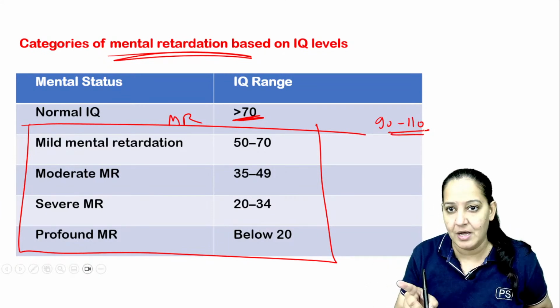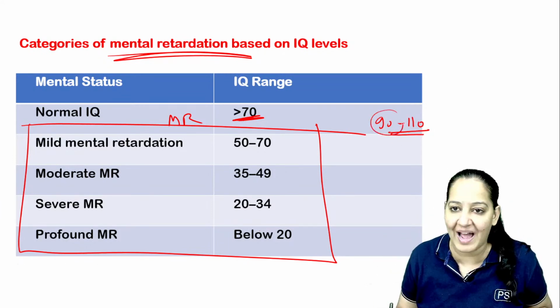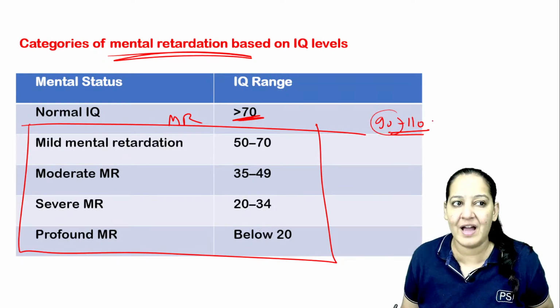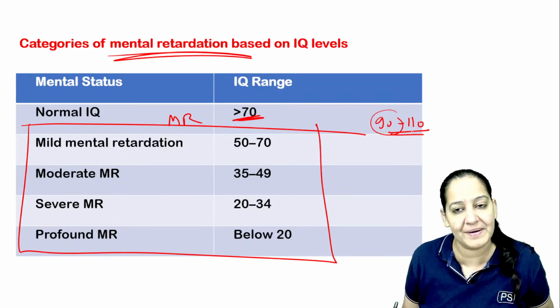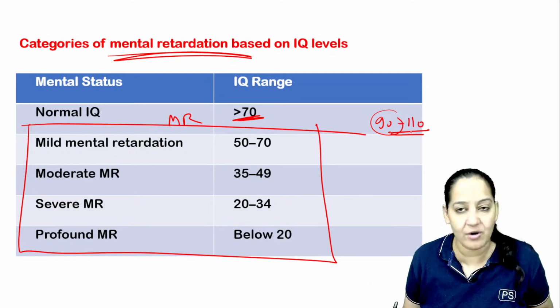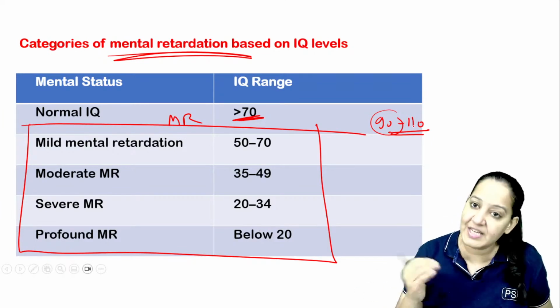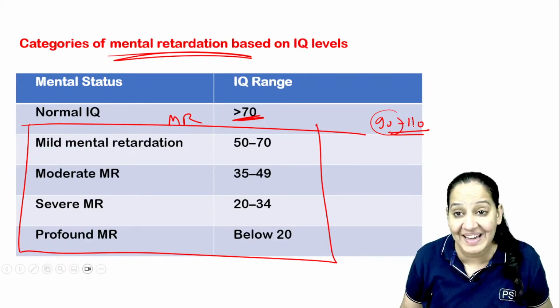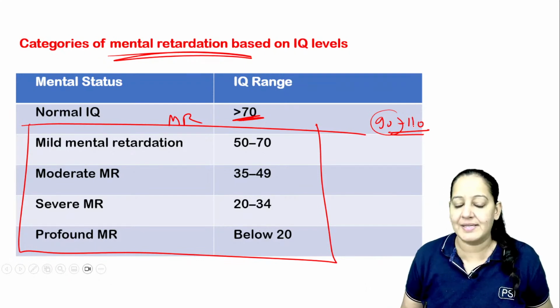I mean to say that for MR the cutoff is not 90. If someone is having IQ 80, I will not call the person mentally retarded. I will not call. The cutoff is 70. 70 से नीचे होगा तो हम बोलेंगे ये तो mental है, mentally retarded है ये person, right? So that is the thing.